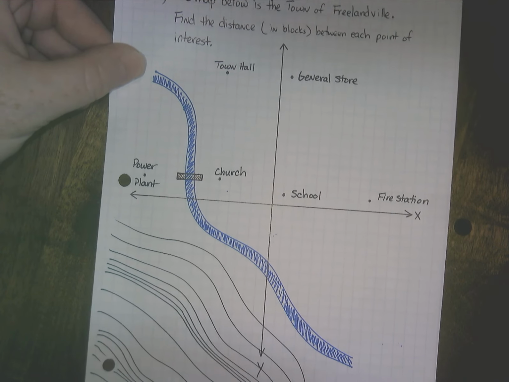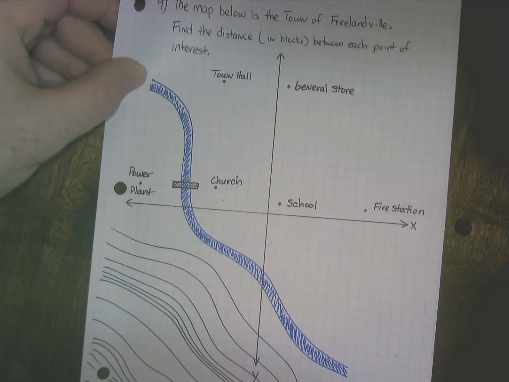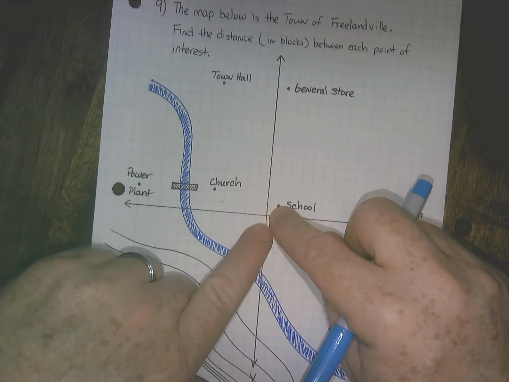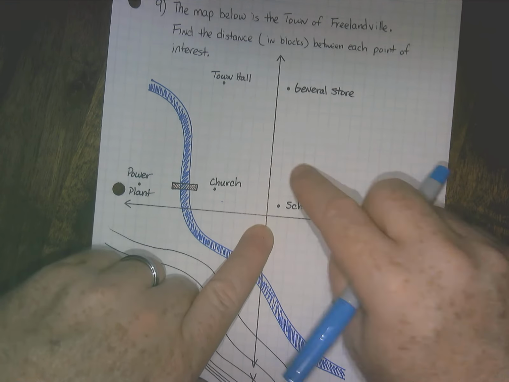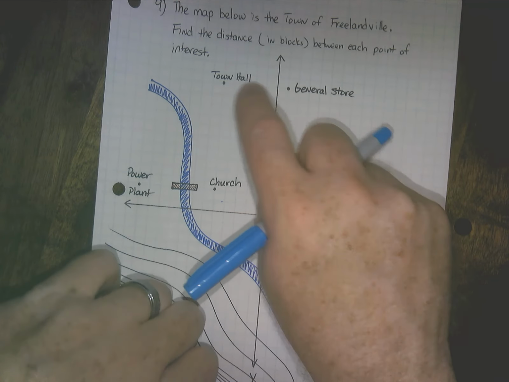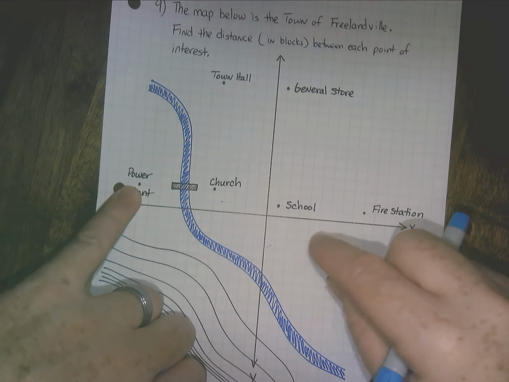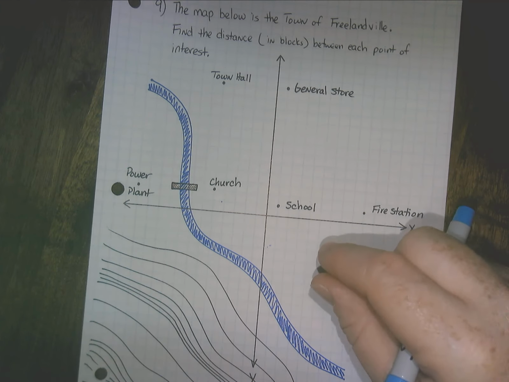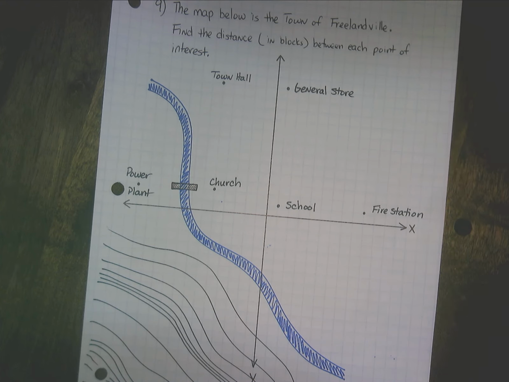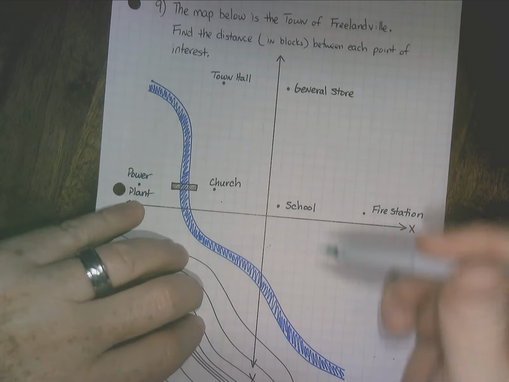All right. So if you look at the ordered pairs, you can just count. Obviously, we could just count from town hall to general store. We could count these blocks and be done with it, right? So that's pretty simple. I'm just going to take a little bit of a different approach, in the same line of thought that I did with the previous example. I'm going to use ordered pairs to explain this.